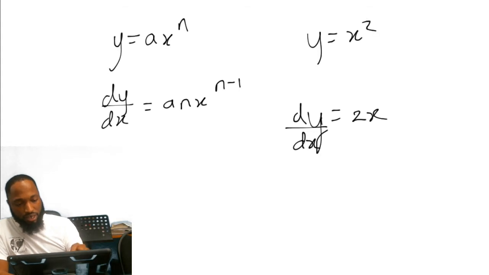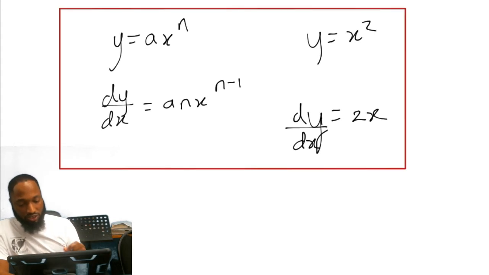You're losing 1 in the power because the power went from 2 to 1. And this 2 comes down and multiplies. The whole power you get multiplied by. So this is the basic for differentiation.